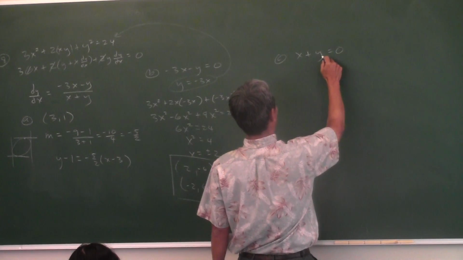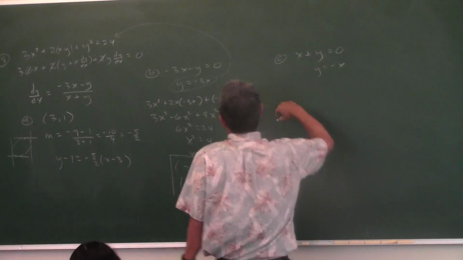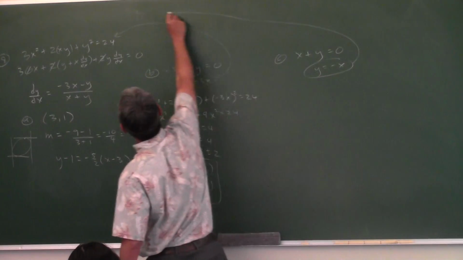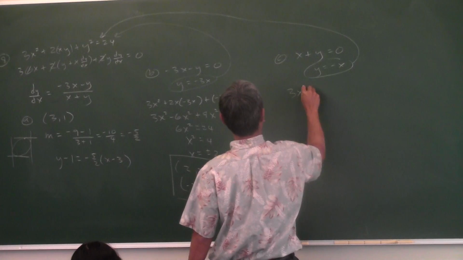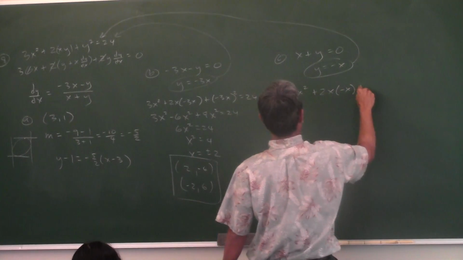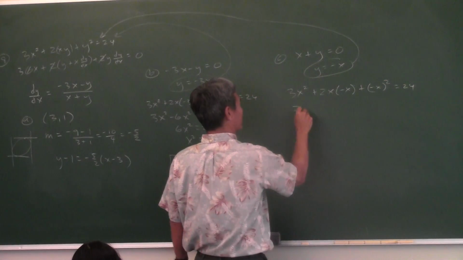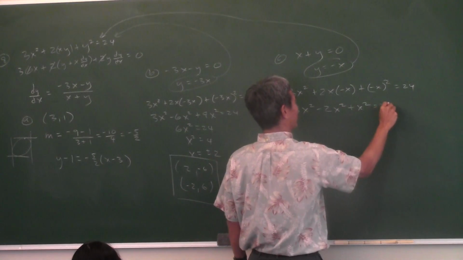So shall we solve for x or y? X. Wrong! No, it doesn't matter. I'd rather solve for y. It's up to you. And then you take this and plug it into the original. Ka-ching! Plus 2xy plus y squared equals 24. So you get 3x squared minus 2x squared plus x squared equals 24.